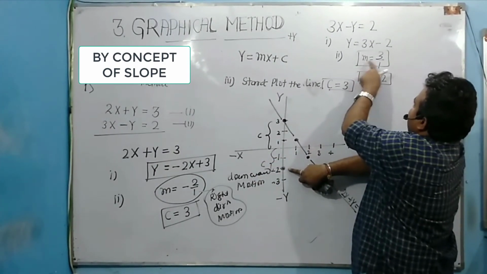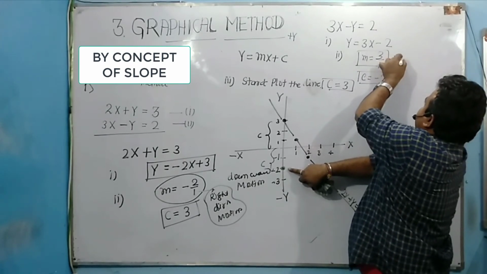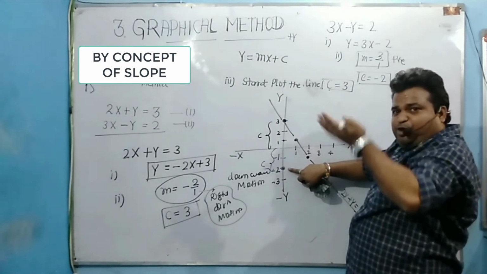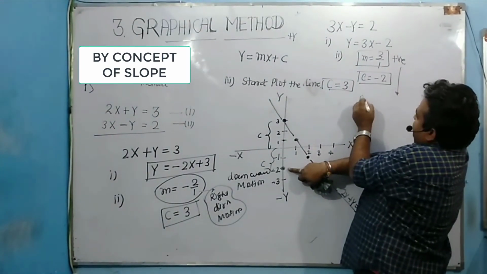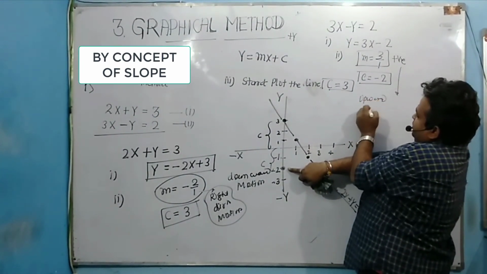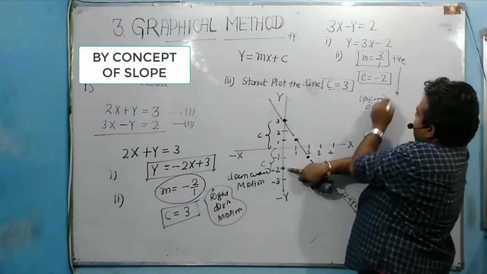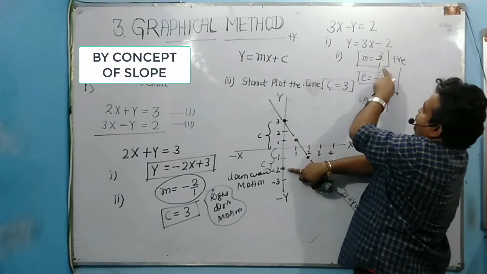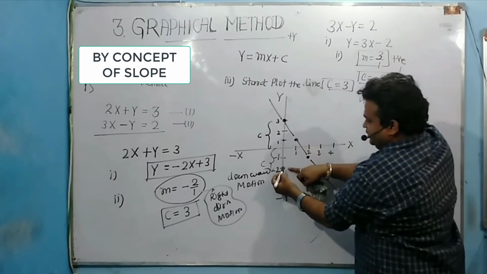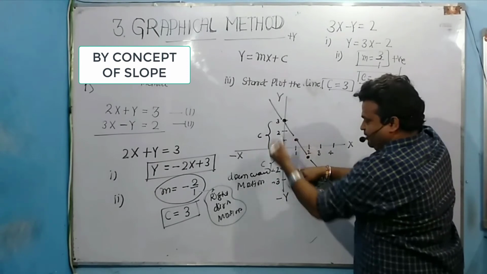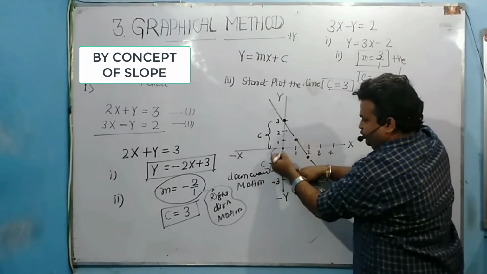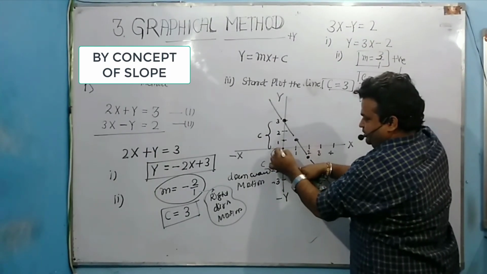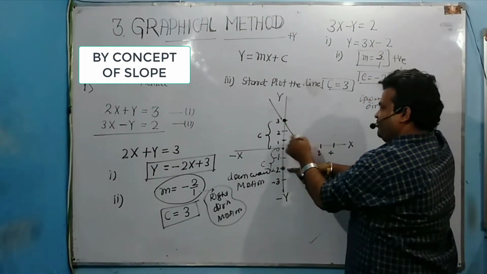Now this is what? M is equal to 3 by 1. This is positive. Positive means upward direction motion. How much? 3. 3 steps upward and 1 step rightward. So starting from this point, 3 steps upward: 1, 2, and 3. This is minus 1, then 0. So this is 1, 2 and 3, and then 1 rightward.